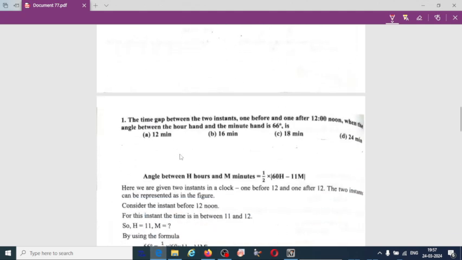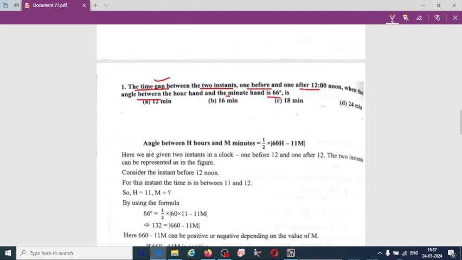The first problem has been asked in the CSIR exam 2014. The question is the time gap between the two instants, one before and one after 12 noon, when the angle between the hour and the minute hand is 66 degree. You should find out here the time gap between two instants. They have given here the angle between hour and minute hand, 66 degree.